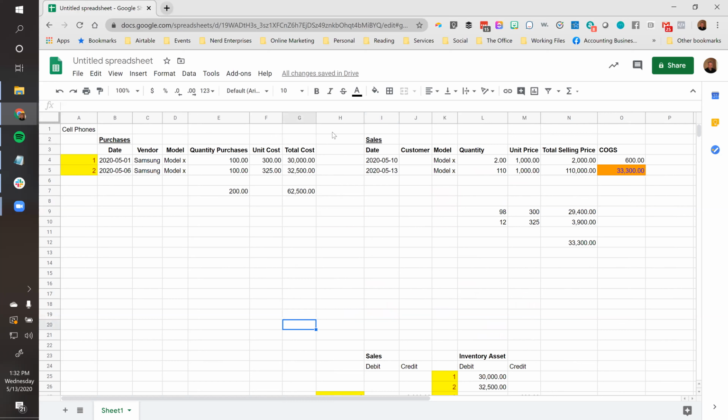Any questions so far before I enter this in QBO to prove it? All right, I'll take that as a no. So it's clear as mud? Clear as mud. All right.